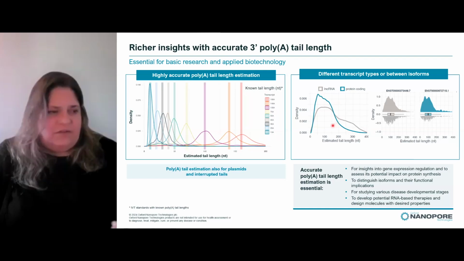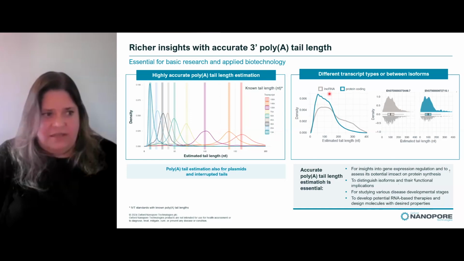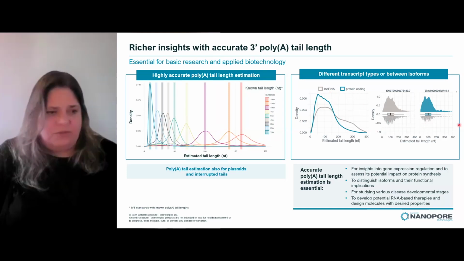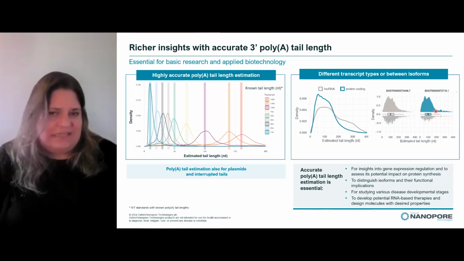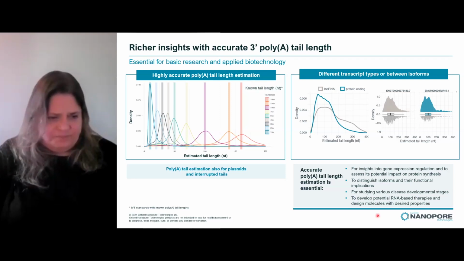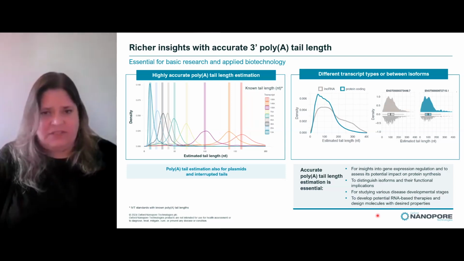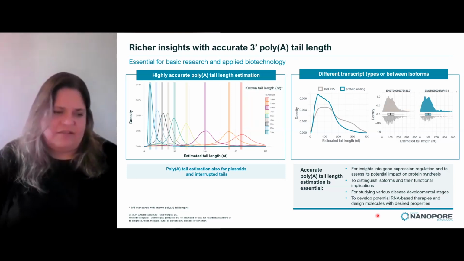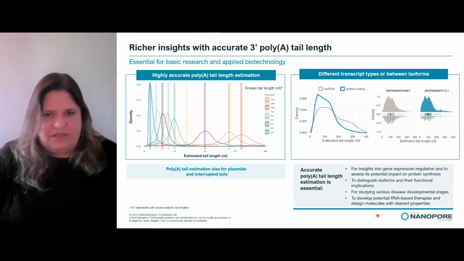But it also means that we can look at things like the differences between poly A tail lengths of something like a long non-coding RNA versus protein coding, or also between different isoforms. Are they utilized differently? Do they polyadenylate differently because they're different isoforms of the same gene? So we can actually do between-isoform, same-gene comparisons. And this helps for looking at gene expression regulation, as I mentioned. If you do a knockout, does it affect things? And then also looking at how isoforms are used differently and looking at disease.